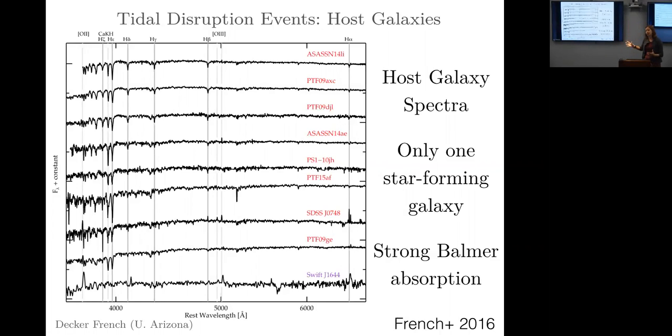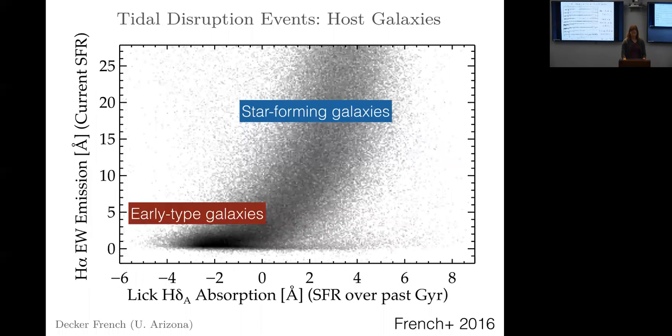Are the TDEs going off in galaxies that are somehow unusual? Anna and I had been studying this kind of galaxy with very strong Balmer absorption, like these ones, and little emission from current star formation, for other reasons related to galaxy evolution. So we got in contact with Yair, and we wanted to quantify these kinds of galaxies.